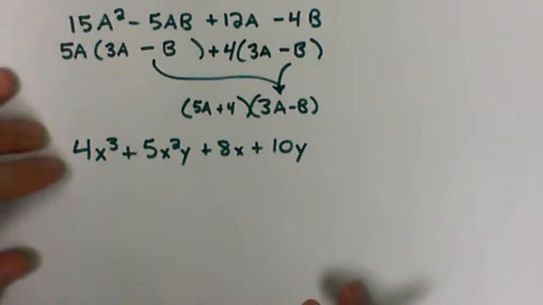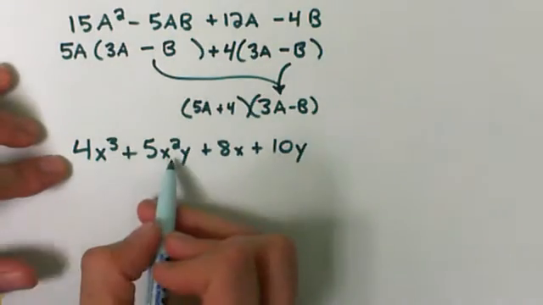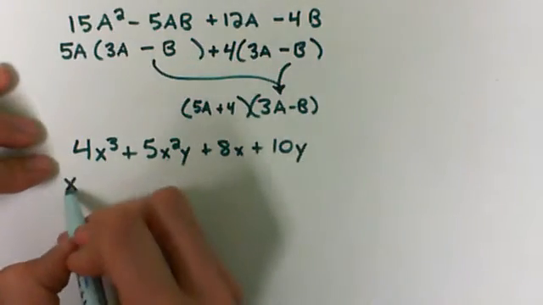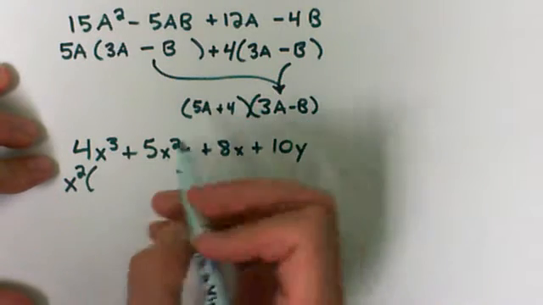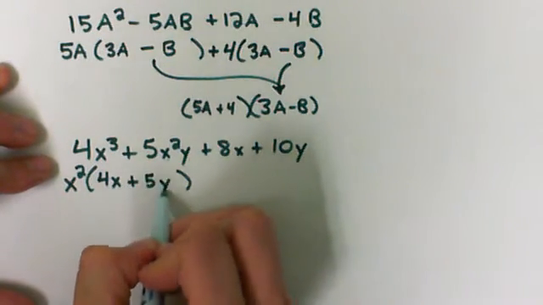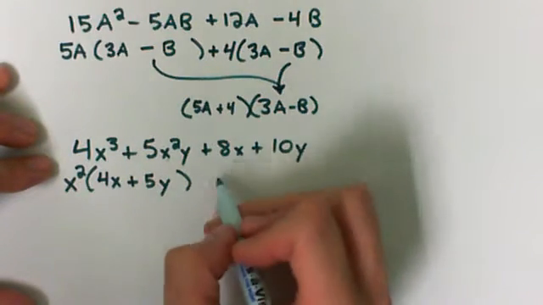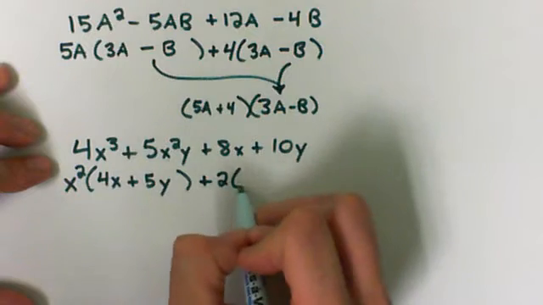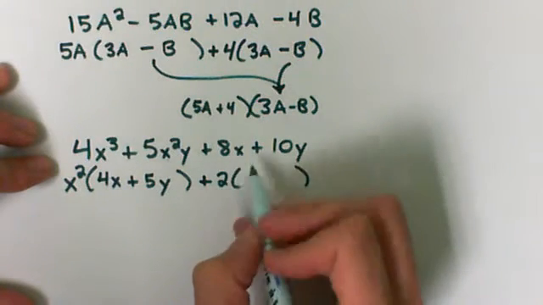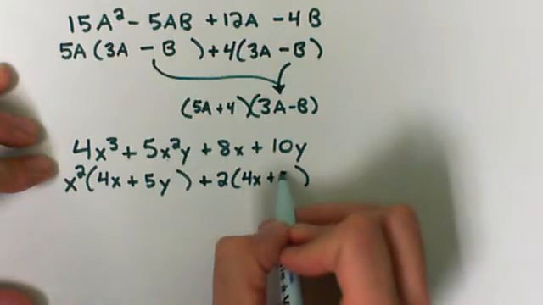Okay, so looking at the first two here, I'm going to ask what goes into both of these. And it doesn't look like any number does, but x squared does. And if I factor that out, I would have a 4x and a plus 5y. From these two, it looks like I can only take a 2 out, so plus 2 parentheses. Half of 8x is 4x. Half of 10y is 5y.